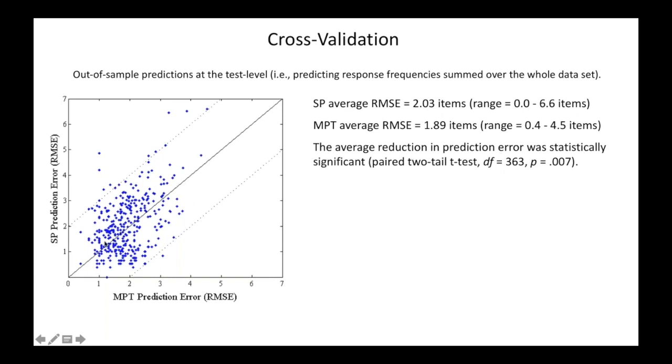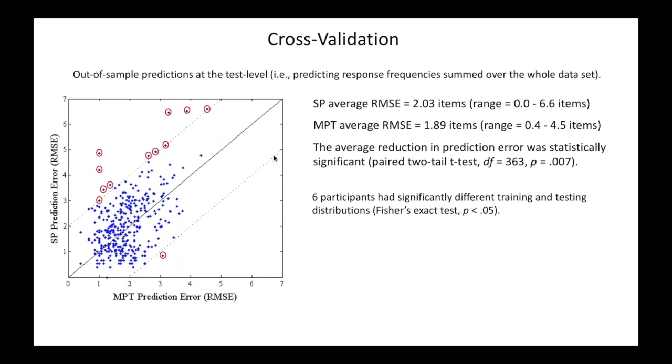And the scatter plot here shows the errors. The diagonal line is the identity line, and points above this line are better predicted by the MPT model. Then we've got these two dotted line bands that are arbitrary, at plus or minus two root mean square error deviations. So points above and below that line are really strongly predicted by one model better than the other. And there are 11 of these folks who are better predicted by MPT and one who's better predicted by SP.